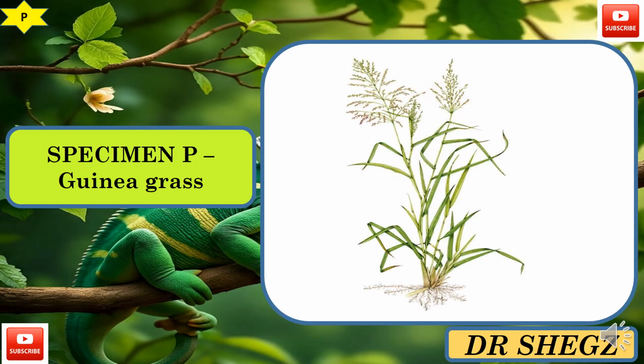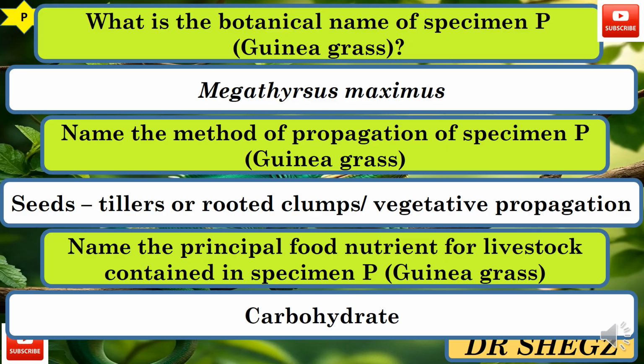Then our final specimen, specimen P, which is guinea grass, formerly Panicum maximum, now Megathyrsus maximus. That's the botanical name for guinea grass. Now name the method of propagation. Of course, seeds, and of course the principal food nutrient. Just the way we ask for elephant grass, we also ask for guinea grass, and of course carbohydrate is present there.